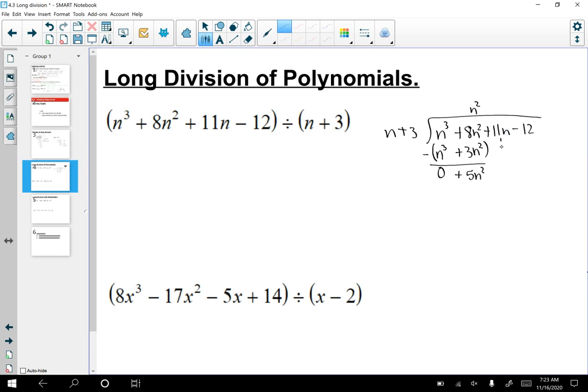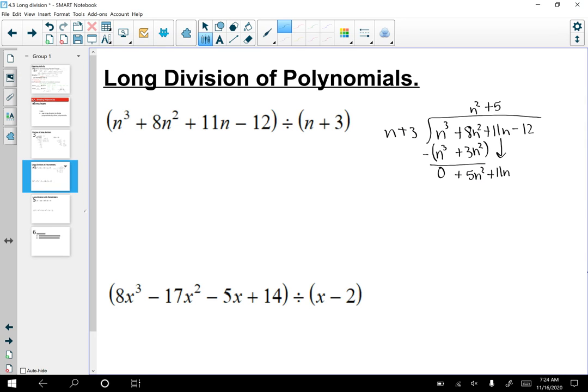Okay, so now I need to bring down my 11, and I get plus 11n. Now I'm looking at n times what gives me 5n squared? Well, I need my coefficient to be 5, so I know I'm going to multiply by 5.